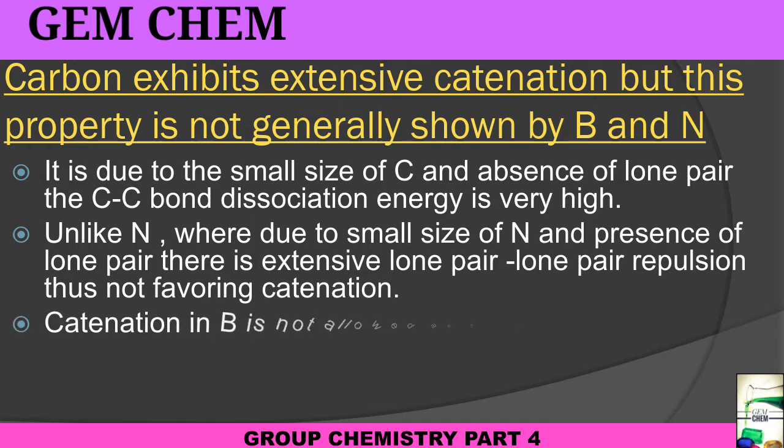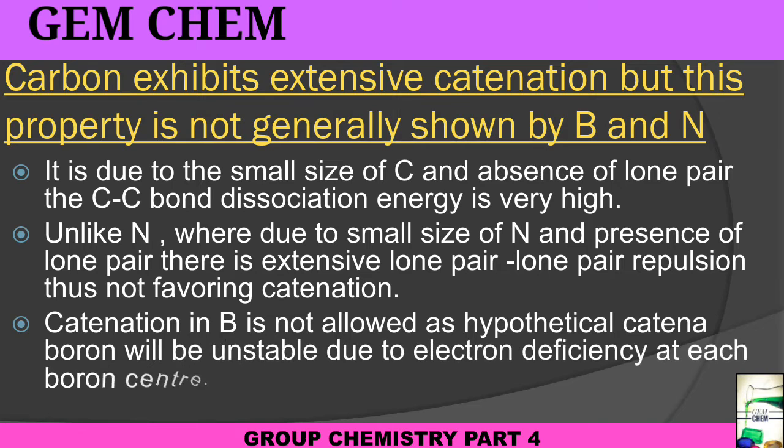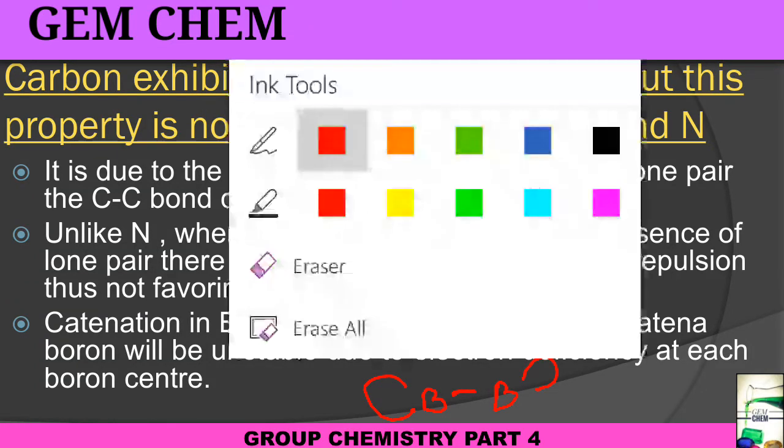Similarly, for catenation in boron, boron is not allowed. Why is it not allowed? Boron has a deficiency of electrons in it. As a hypothetical catena, boron will be unstable due to the electron deficiency at each boron center. There is a vacancy in each boron center, so when they bond, these vacant orbitals create a problem, right?